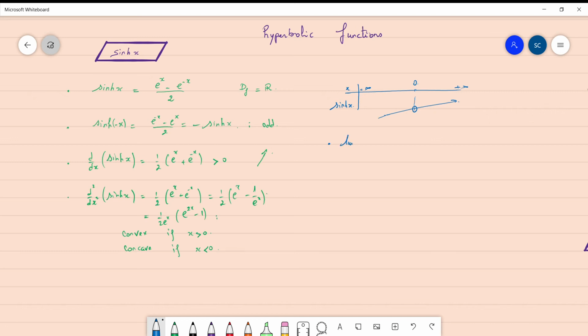So what about the limit? If you compute the limit of sinh x as x approaches plus infinity, look at the formula here: e^x approaches plus infinity, but the other quantity approaches 0, so everything approaches plus infinity. At minus infinity, the first term approaches 0 and the second approaches plus infinity, with the minus sign it will be minus infinity. So I have those two limit behaviors.